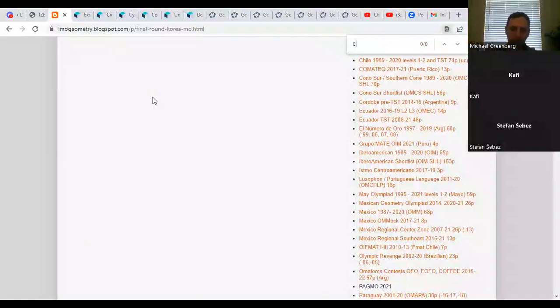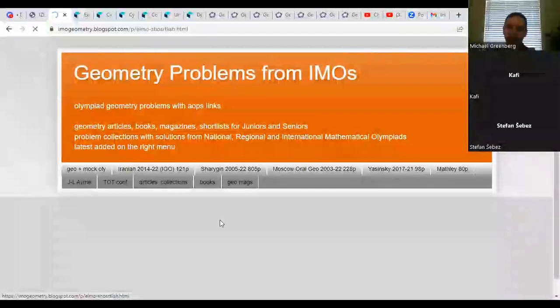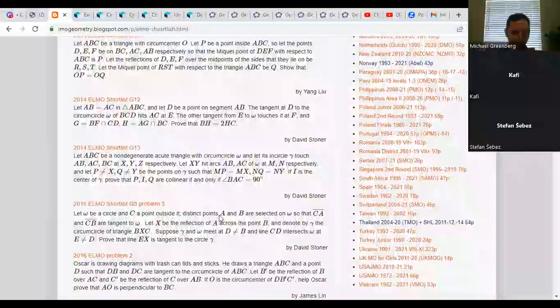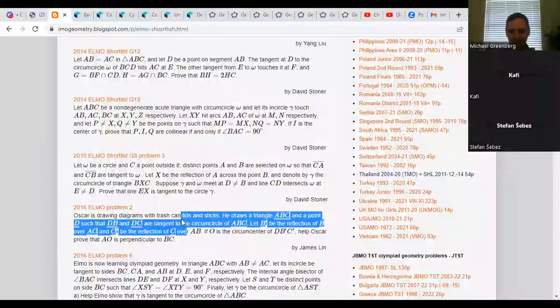Do you want to do ELMO? Yeah, we can do it. ELMO usually has interesting problems. Yeah, the only thing is I think I've probably done all of them before, but maybe I don't remember all of them. Let's see. Let's do like G13. Yeah. G14. That's an if and only if. That doesn't look interesting. Yeah, I don't like if and only ifs. I agree. This one I've done before.